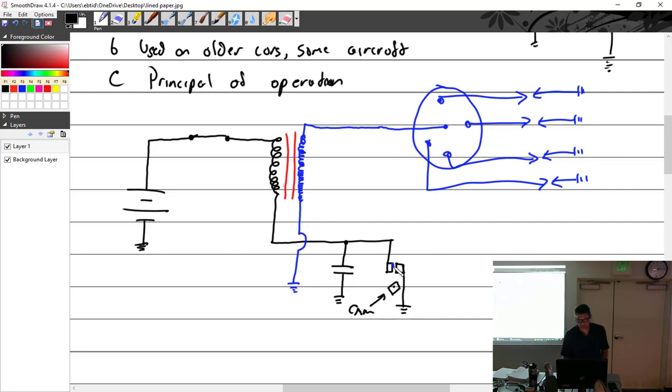The points are closed, here, we'll make them closed. There we go, closed. We're going to have current flow through the primary. We're going to get a buildup of magnetic lines of flux because the primary is a coil, and that's going to build up a magnetic field around the primary, which cuts through the secondary.